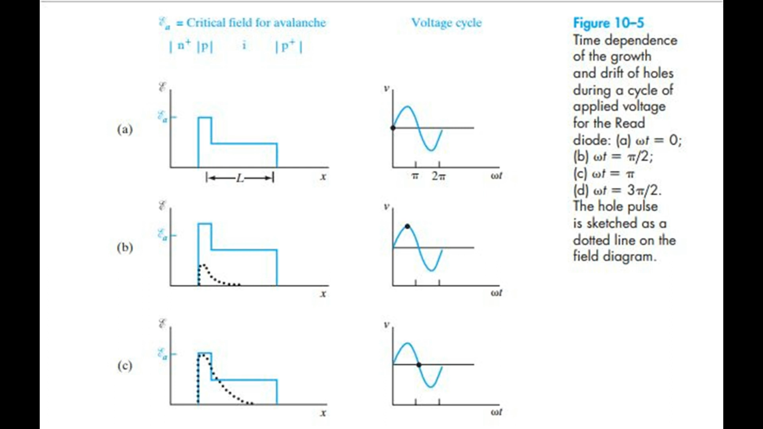Figure 10.5: Time dependence of the growth and drift of holes during a cycle of applied voltage for the Read diode. A, ωt equals 0; B, ωt equals π/2; C, ωt equals π; D, ωt equals 3π/2. The hole pulse is sketched as a dotted line on the field diagram.